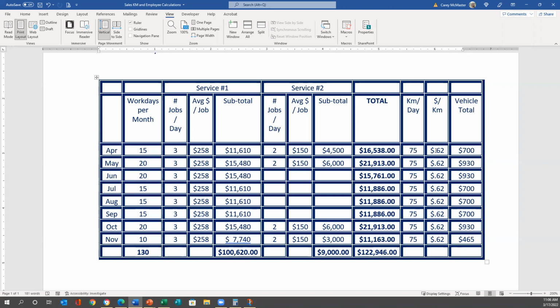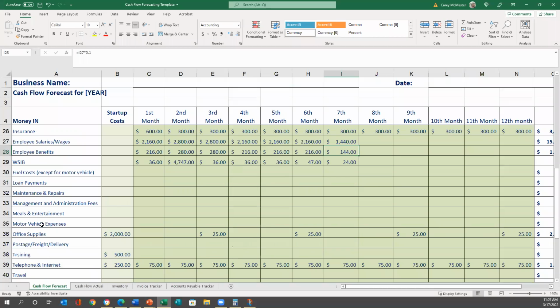And we can see that based on the number of kilometers I anticipate running the roads a day, my total expenses are going to be this. So I'm just going to add them in under motor vehicle expenses.